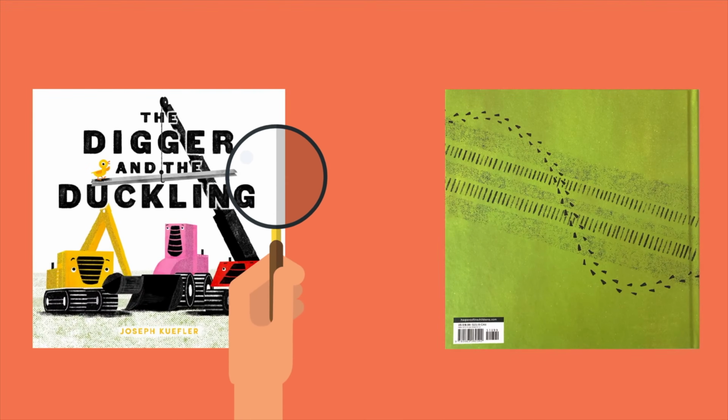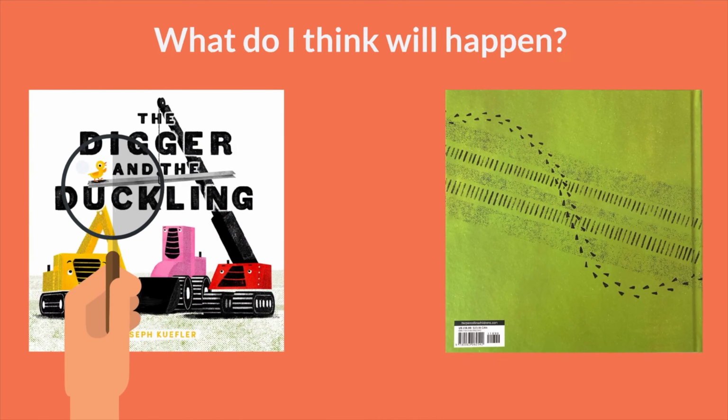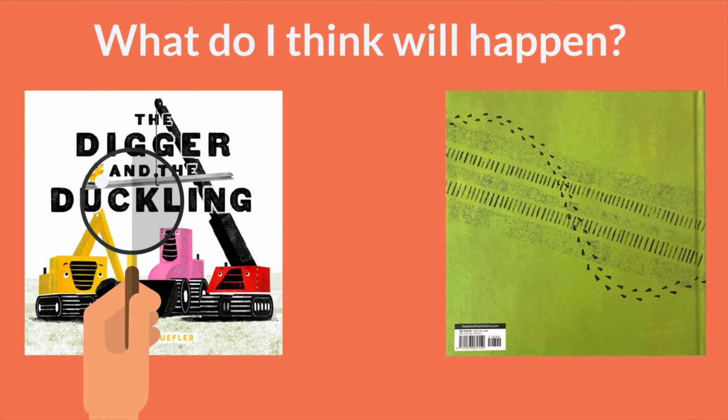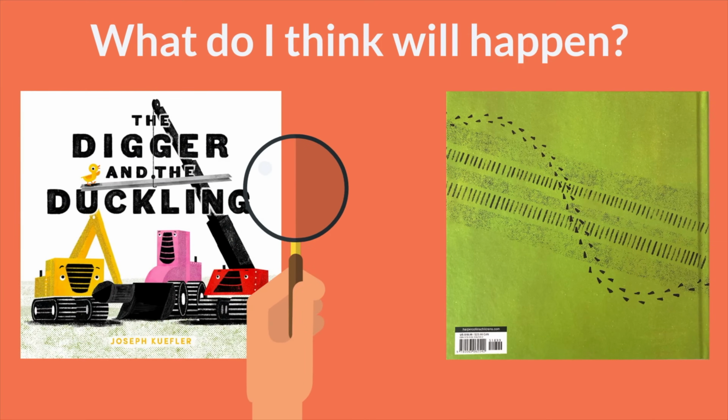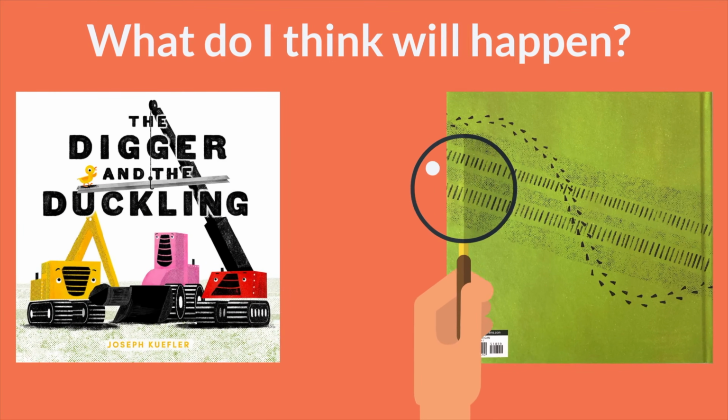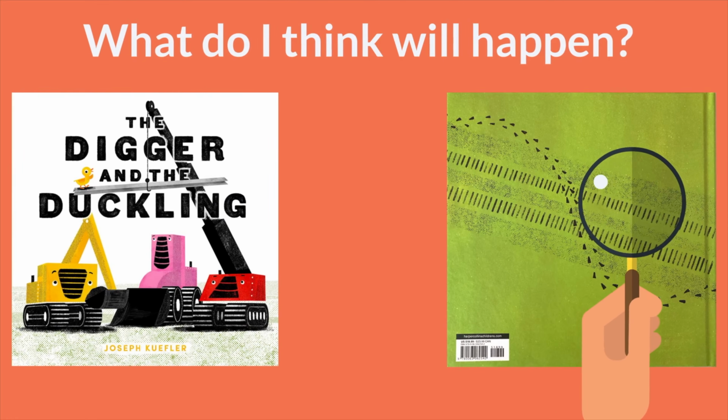Before you read, look at the title and front and back cover. Ask yourself, what do I think will happen in the book? Like a detective, look for clues or evidence as to what you think the book will be about. You can find clues in the words and pictures.